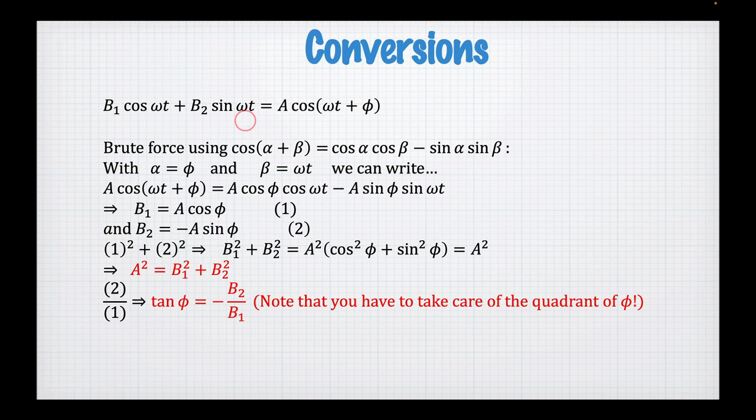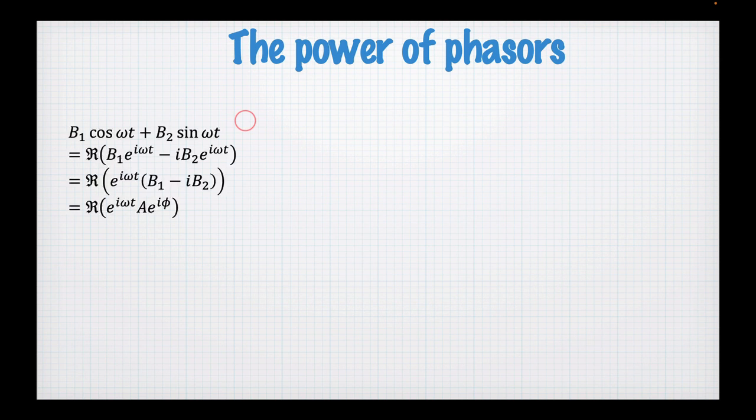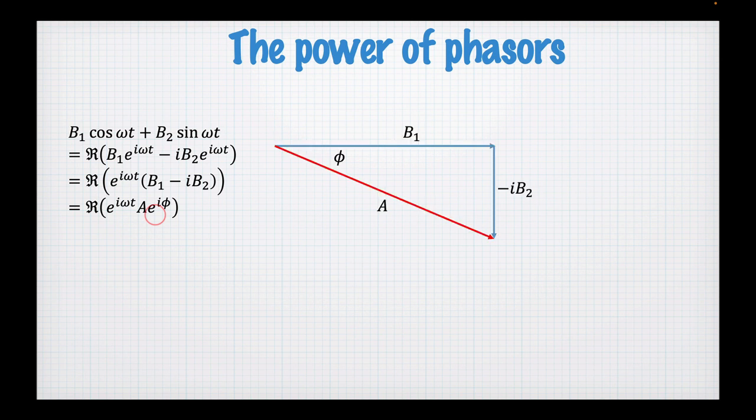Now, that works fine, and so we've converted here a sum of cosine and sine into a single function, but there's a better way of doing it, thinking about complex numbers and phasors. So here again is the thing we're trying to convert. We can rewrite this as the real part of these complex exponentials, and we can take out a factor of e to the i omega t, and we can convert this b1 minus i b2 into a single complex number in polar form, and then we can draw it. So here is b1, and here is i b2, so that's in the complex plane, and it's in the negative direction. And then here's the total amplitude A, and the angle phi.